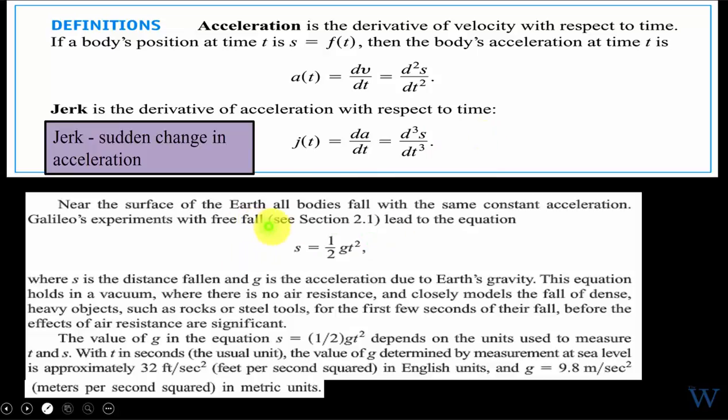So near the surface of the Earth, all bodies fall with the same constant acceleration, and we talked about this, which leads to the free fall equation. And that changes when it's with respect to time t seconds or with respect to meters instead of seconds. So that g just changes to 32 feet per second squared, or it becomes 9.8 meters per second squared in the metric unit.